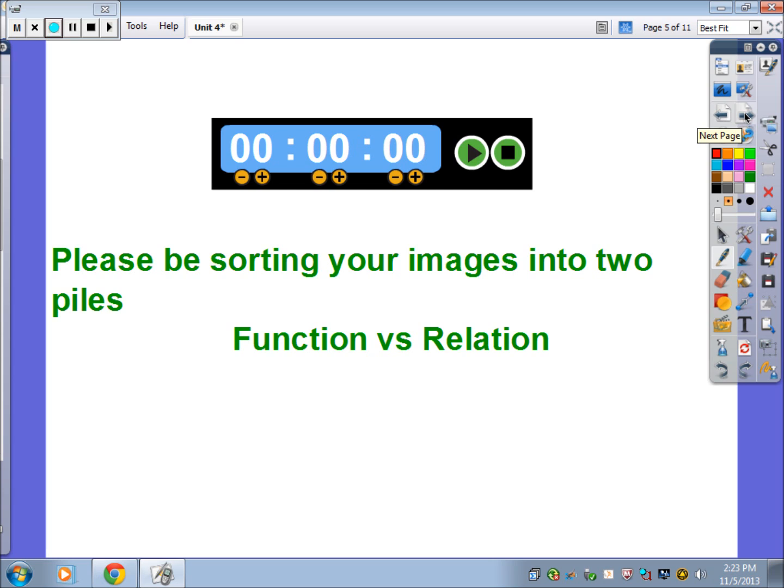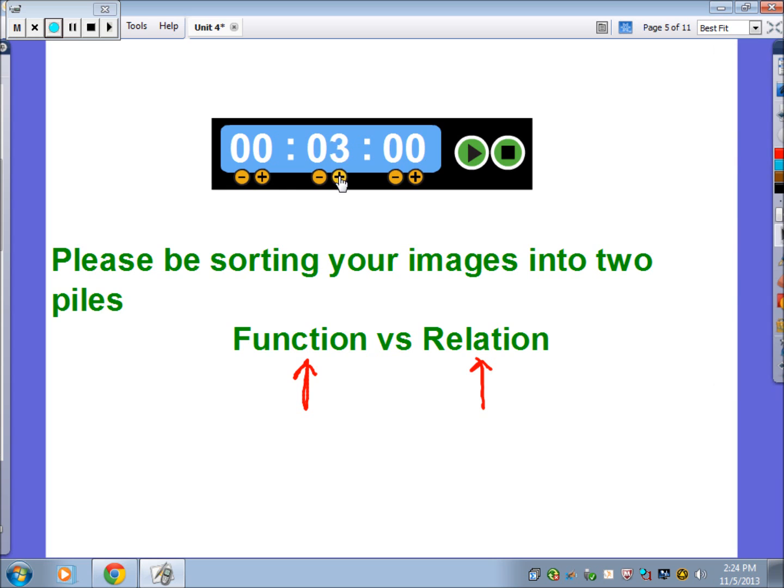Now that you've got those definitions down, you're going to get a sheet of paper. It has a bunch of different graphs on it. I want you to go ahead and sort the images into 2 piles. One pile that's a bunch of functions and one pile that's a bunch of relations. You're going to get 6 minutes to do this. Make sure you cut them out and then you sort them into functions and relations.